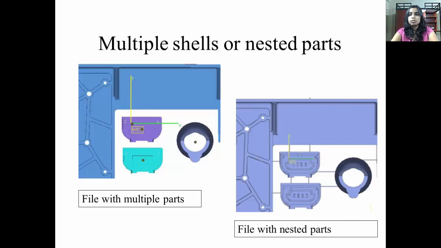Multiple shells of nested parts. Every part in the assembly should be saved as a separate STL file. It should not be assembled, otherwise it will create files with nested parts. We don't need nested parts, so we should keep different part files as separate STL files.